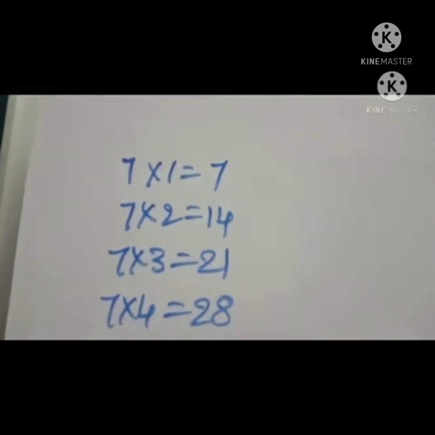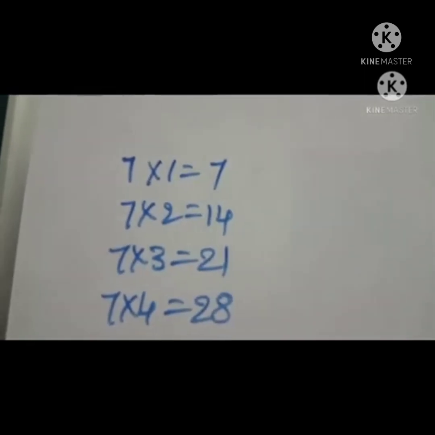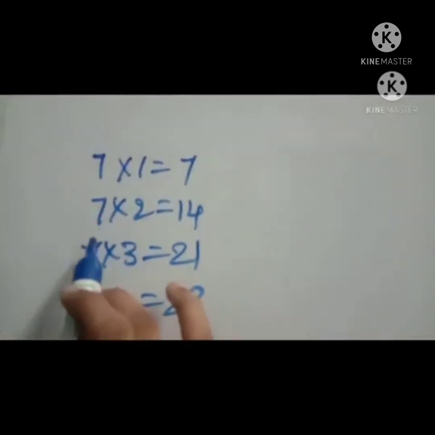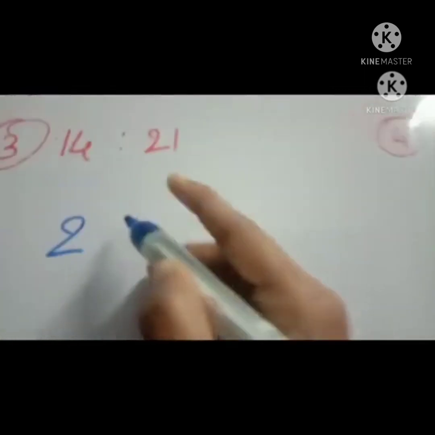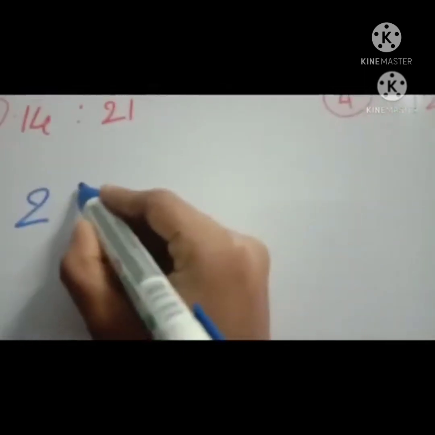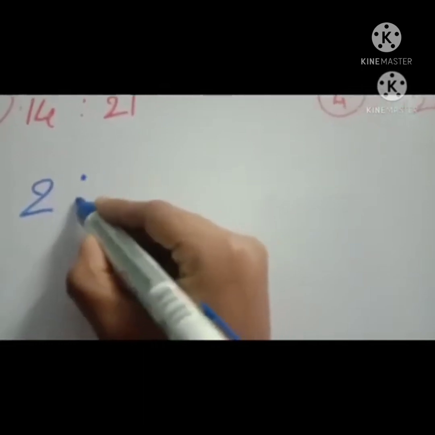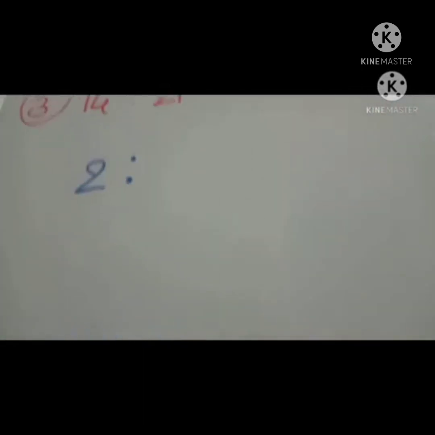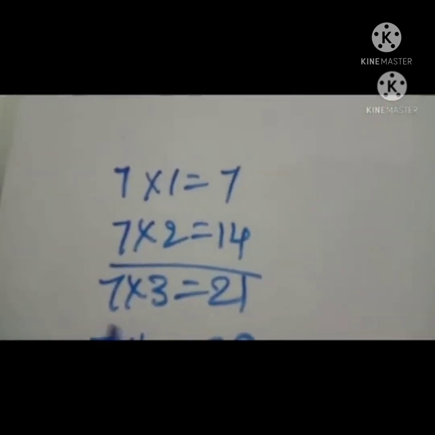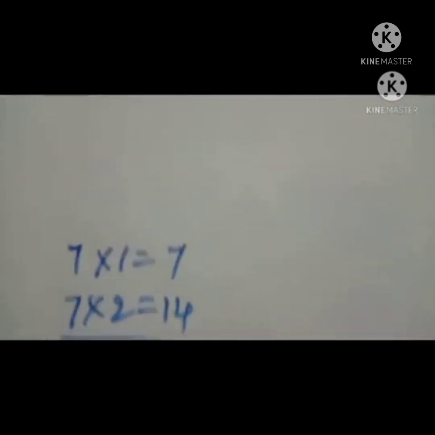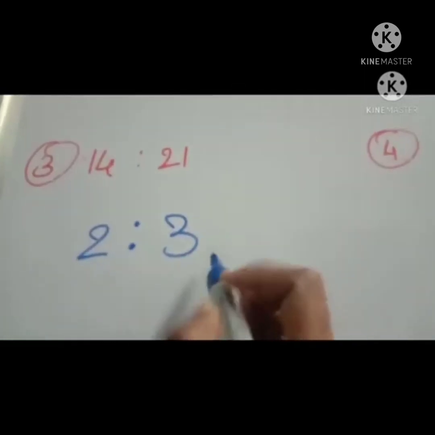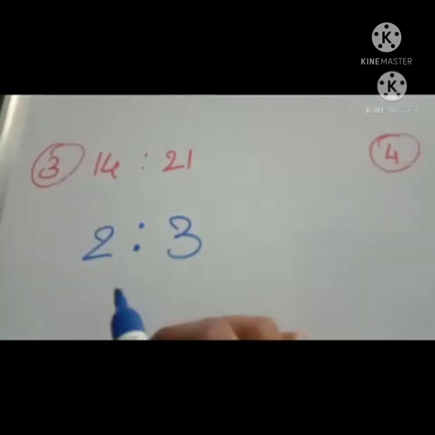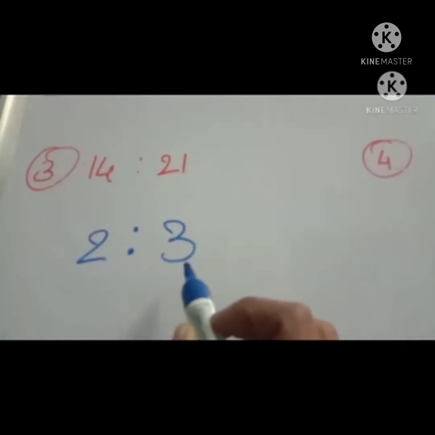14 is there in 7 table or not? Yes, very good. 7 twos are 14. So write here 2. Again what we have to keep here? Very good. Is to. Ratio symbol. Again 21 is there. 21 is there in 7 table or not? Yes, 21 is also there. 7 threes are 21. Write here 3. 2 is to 3. 14 is to 21 is the question. The lowest term is 2 is to 3.